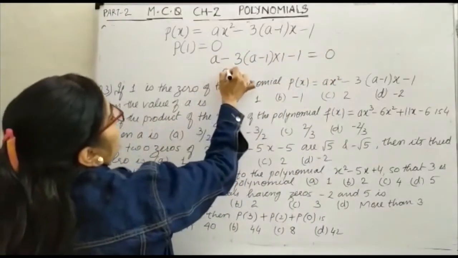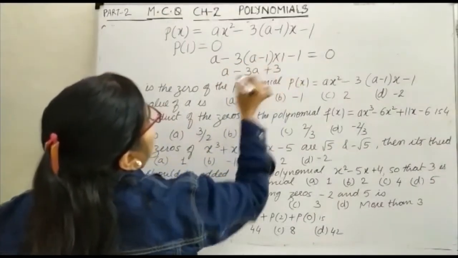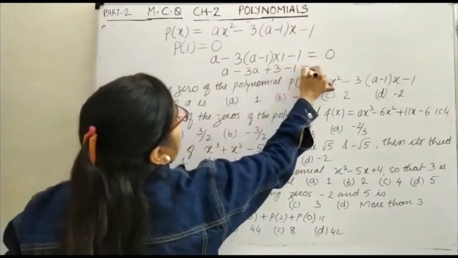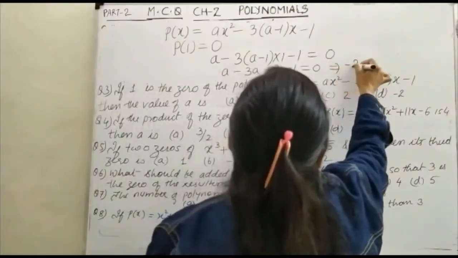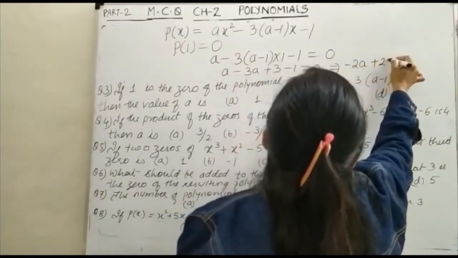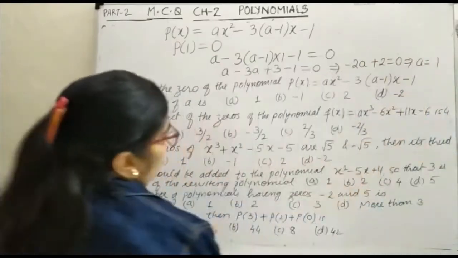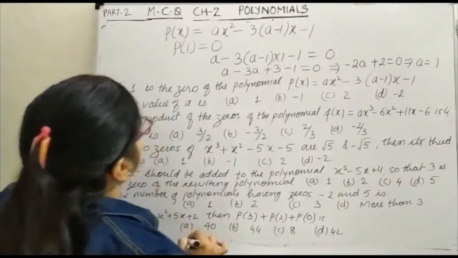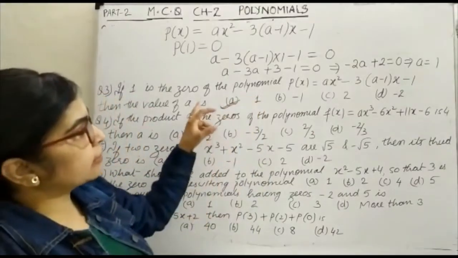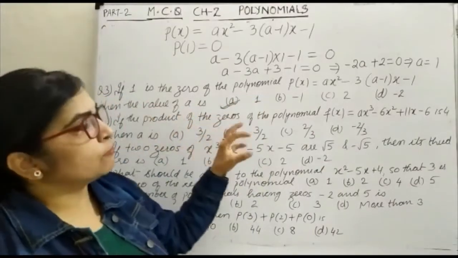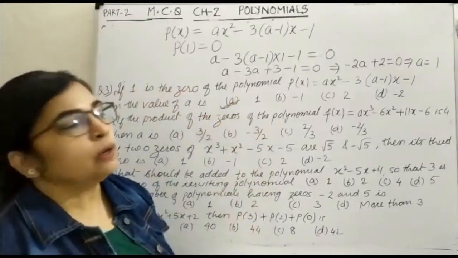So here it becomes a minus 3a plus 1 minus 1... is equal to 0, and this implies minus 2a plus 2 is equal to 0, which implies a is equal to 1. So you can see here for question number 3, option A is the correct answer, that is, the value of a will be equal to 1 for 1 as a 0 of the polynomial.